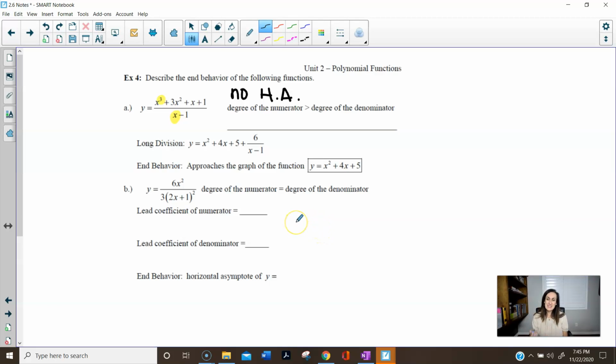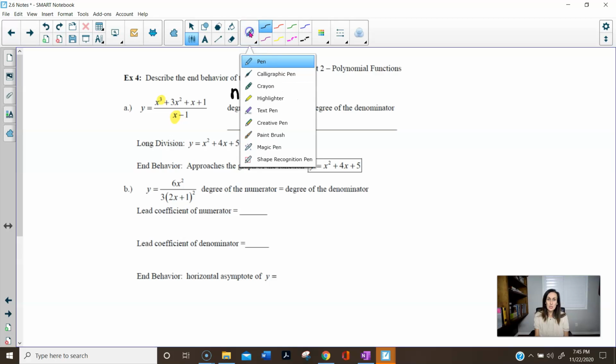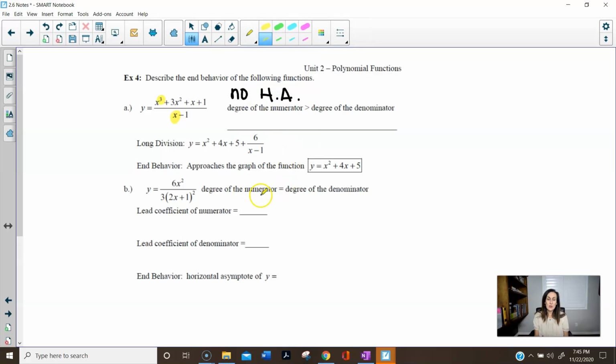And so what's going to happen is if you take this top and you divide it by the bottom, your end behavior is going to approach this value. Now you don't worry about the remainder because it's so small, it doesn't really matter. So your end behavior is going to approach this quadratic function, which is basically going to go out to infinity.